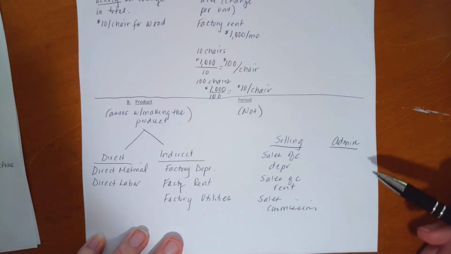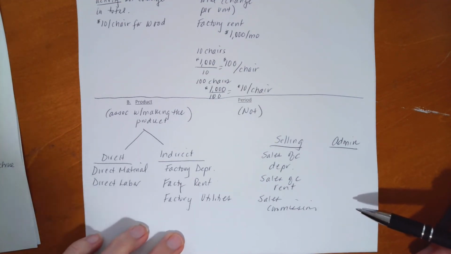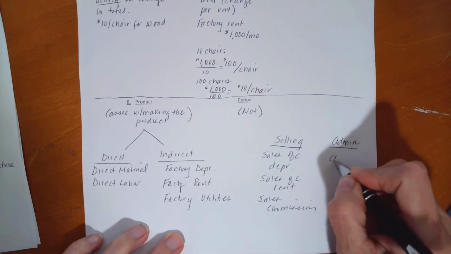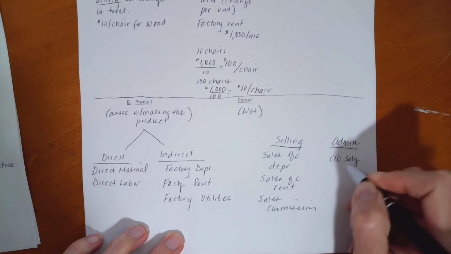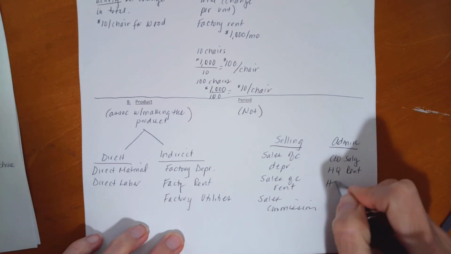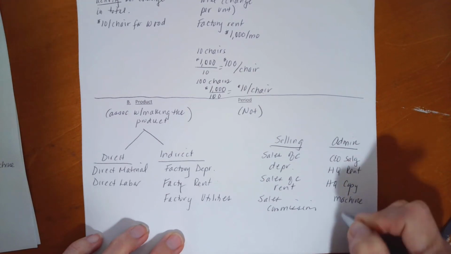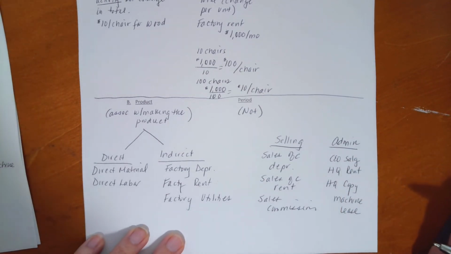And then we have admin costs. So these are usually the costs that are associated with home office. So we could have CEO salary, headquarter rent, headquarter copy machine lease. Okay.